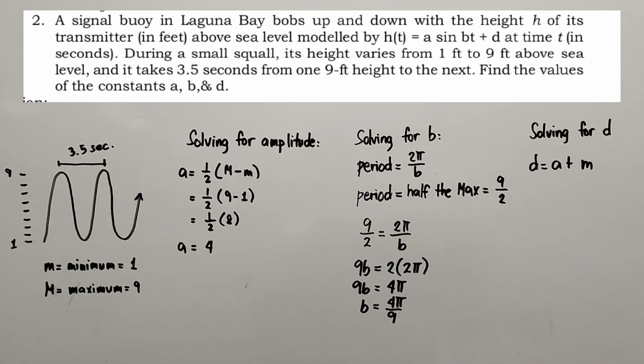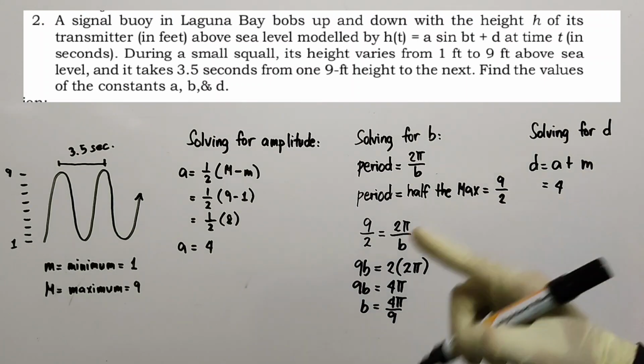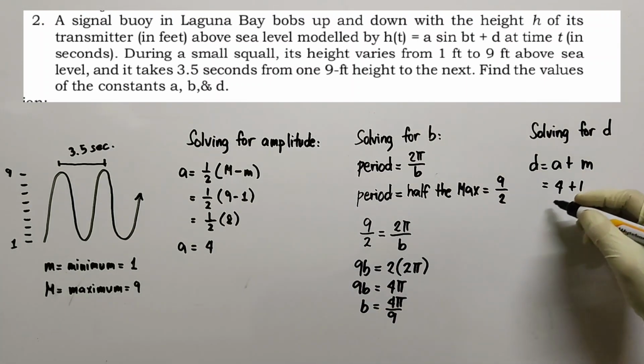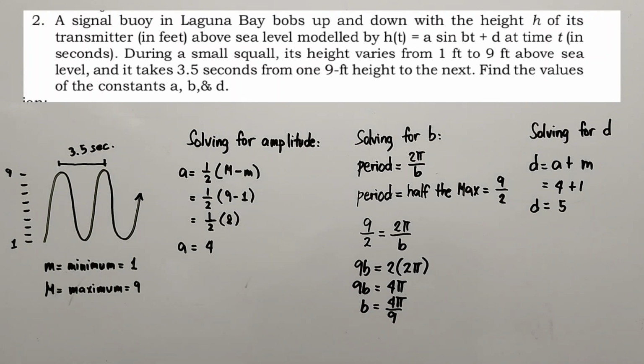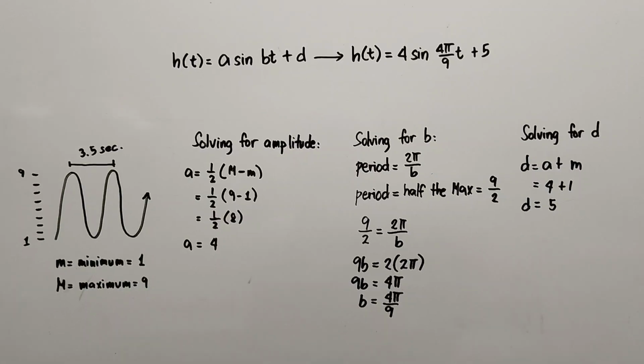To solve for our D, we have the formula D equals amplitude plus the minimum value. Amplitude here is 4 and the minimum value is 1. Therefore, the value of our D is 5. The given model of this problem is in the form h of t equals a sine b times t plus d. Substituting the values of a, b, and d, the final model now becomes h of t equals 4 sine 4 pi over 9 t plus 5.